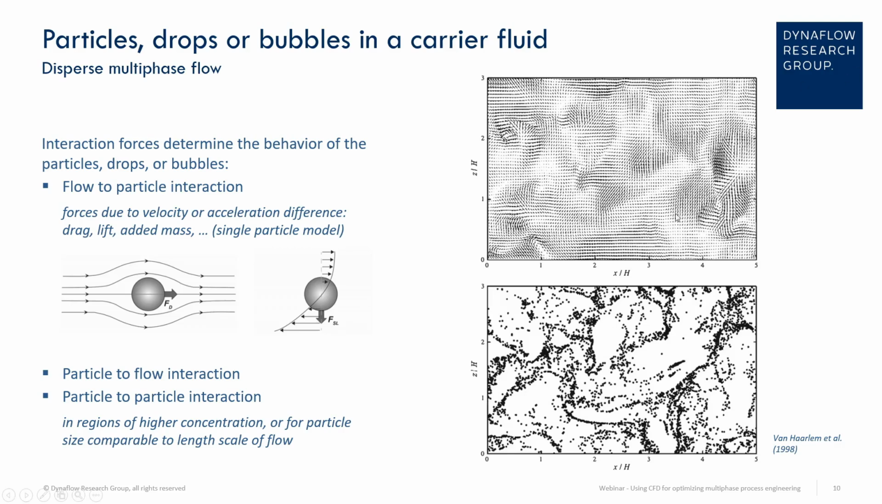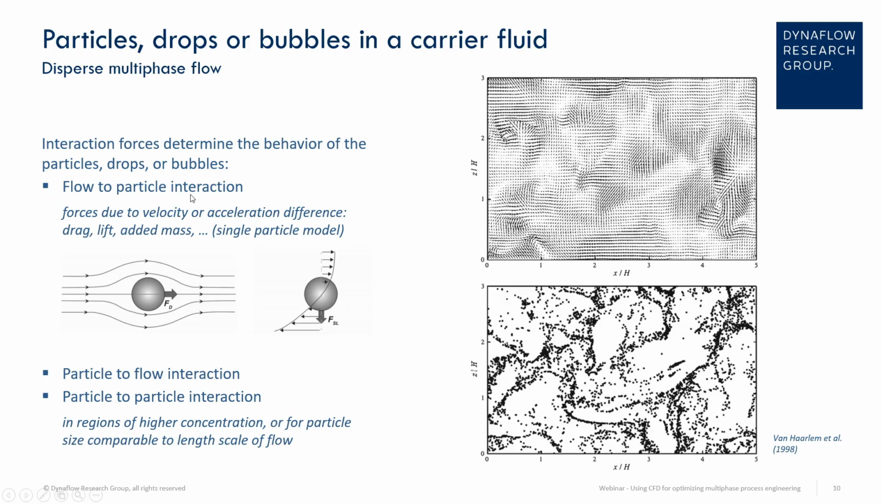The figures on the right illustrate this well. On the top, you see the turbulent velocity fluctuations in a horizontal channel flow. And on the bottom, you see the particle distribution inside this flow field, where particles tend to cluster on the outer edge of turbulent eddies, and where you have a large particle concentration, the flow itself can be influenced by the particles, and then the feedback loop starts.